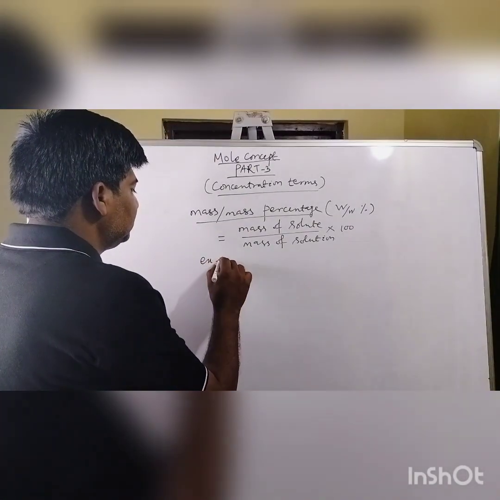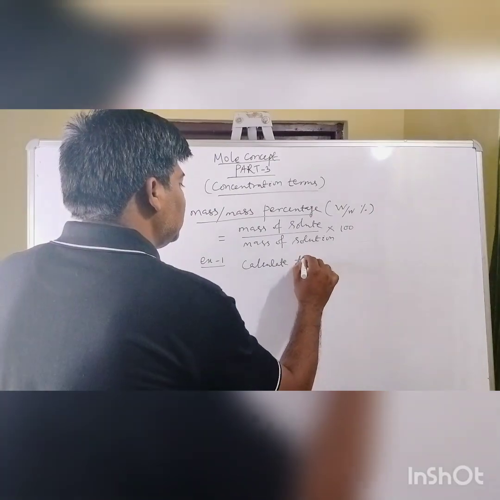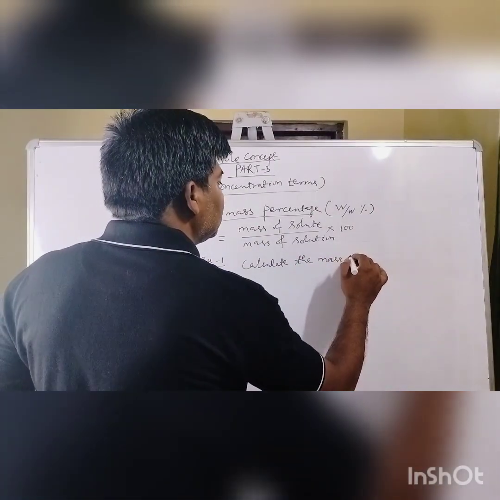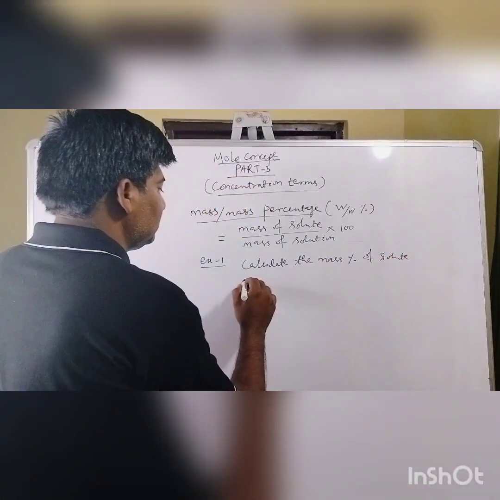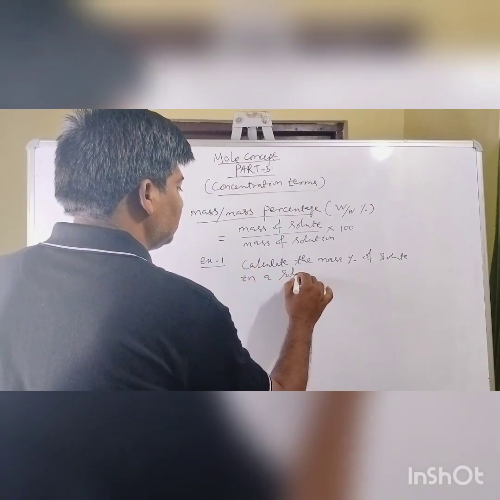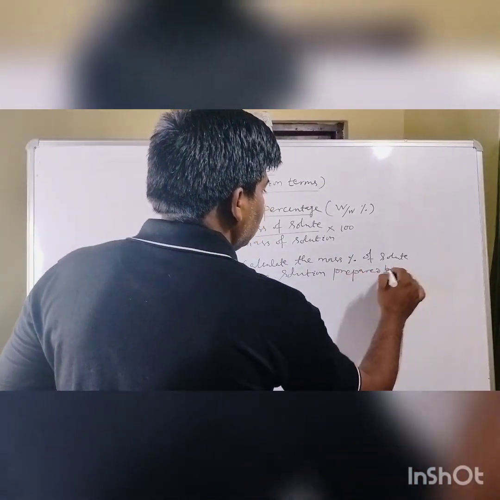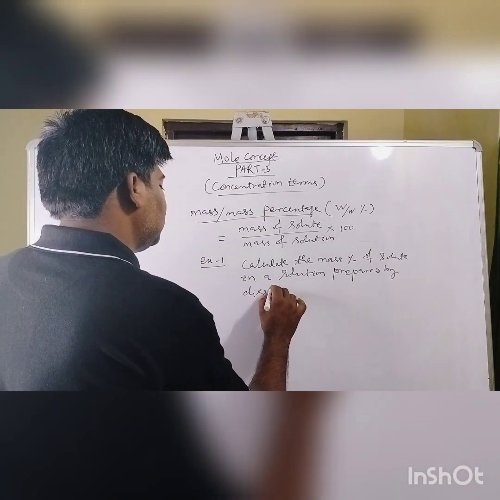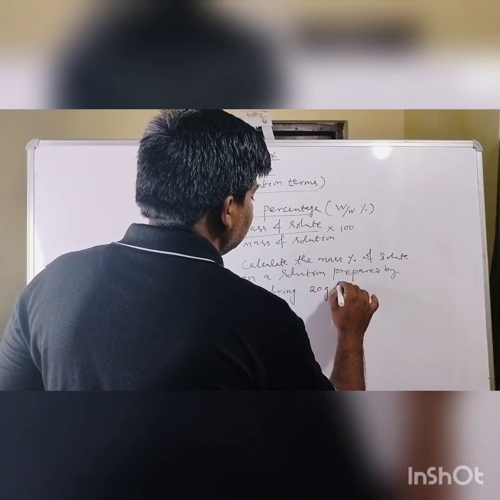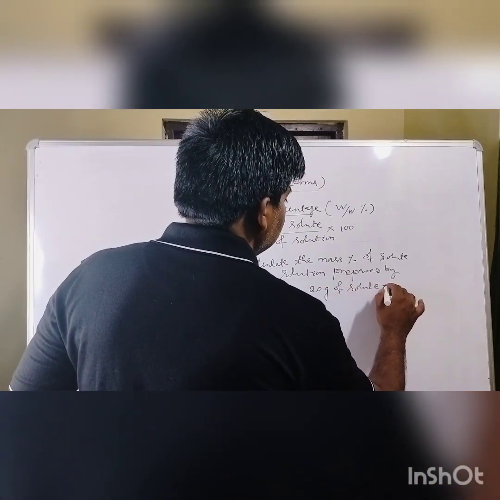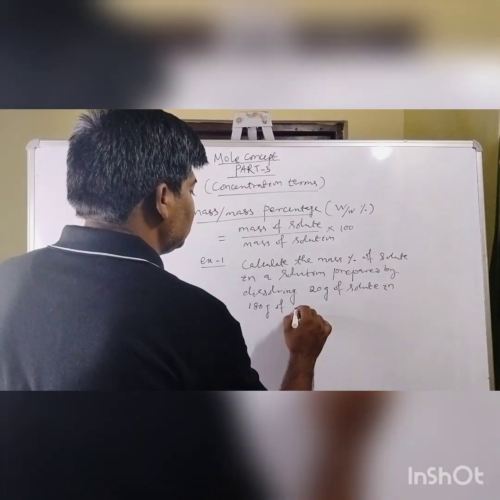So example number 1, calculate the mass percentage of a solute in a solution prepared by dissolving 20 gram of solute in 180 gram of solvent.